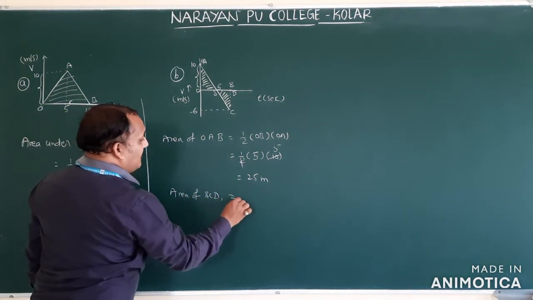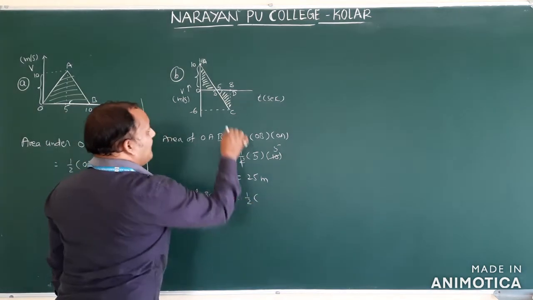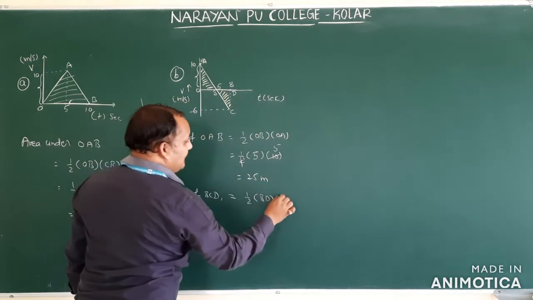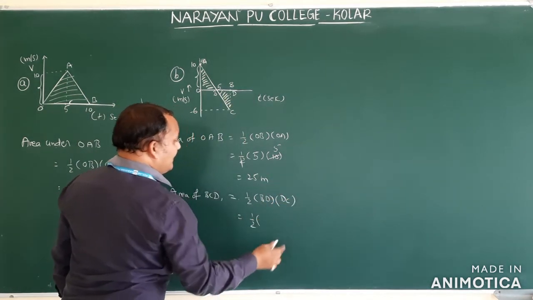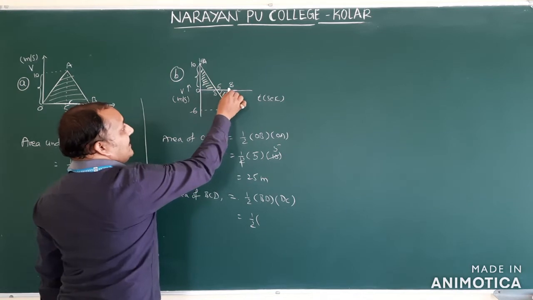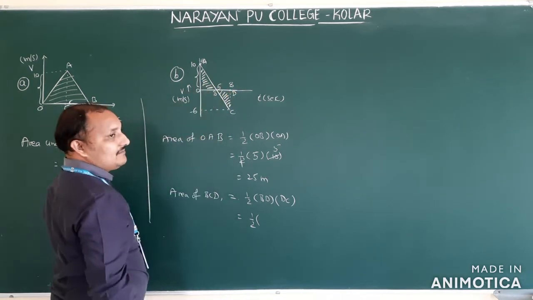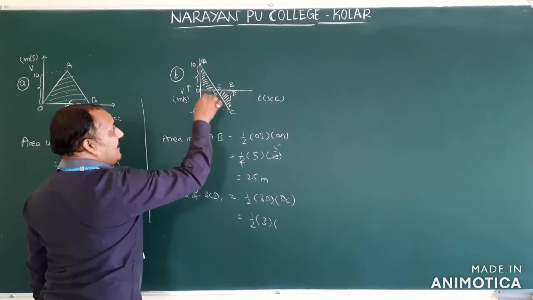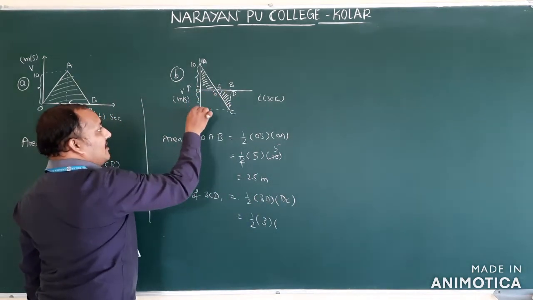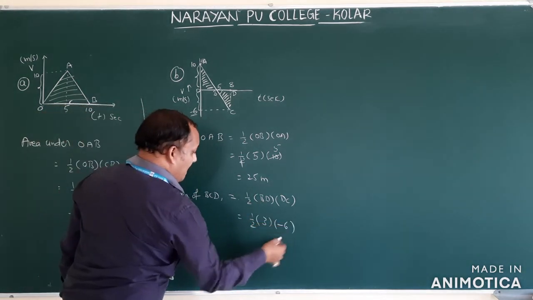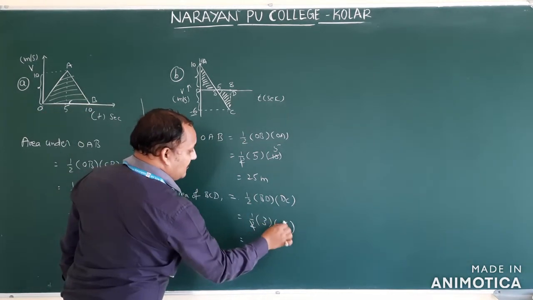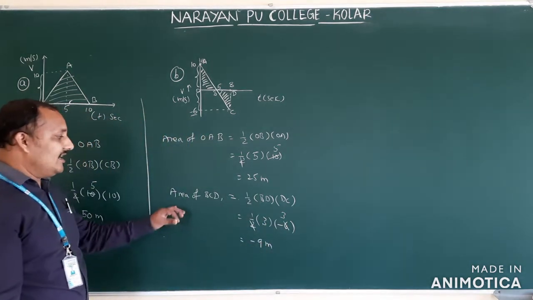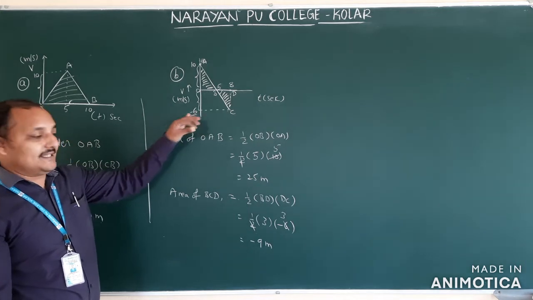Next, the area of BCD. Again, base means BD, height means DC. What is the BD value? Here 8 is there, here 5 is there. 8 minus 5 is nothing but 3. What is DC? DC means this vertical value, from 0 origin to here. How much did they get here? Minus 6. So half times 3 times minus 6 gives minus 9 meters. This is the area of BCD because they gave minus 6 here.